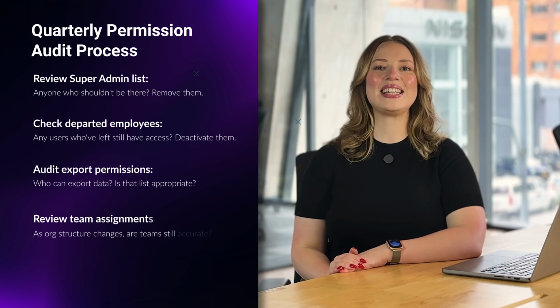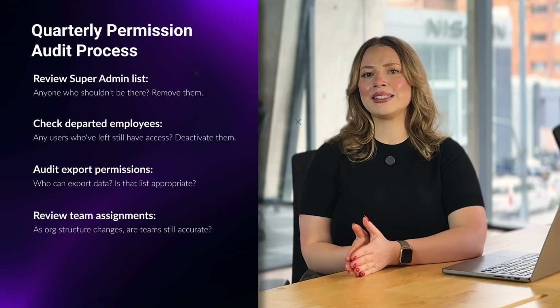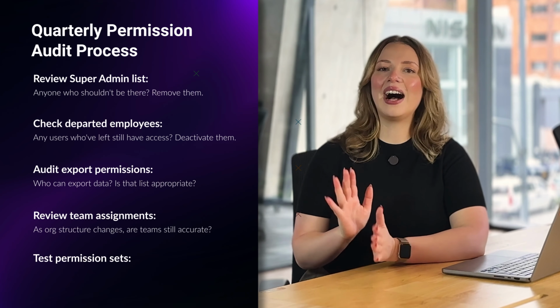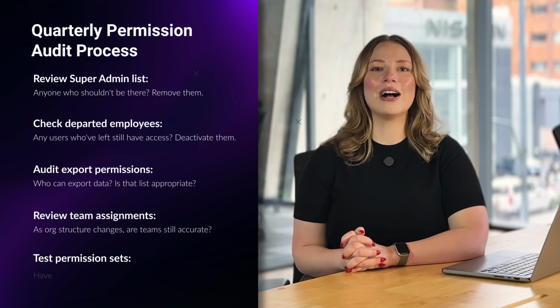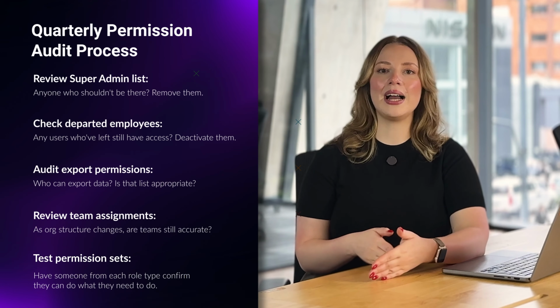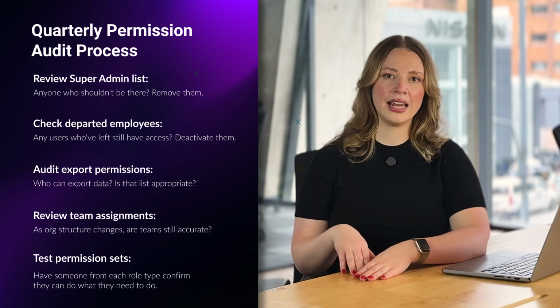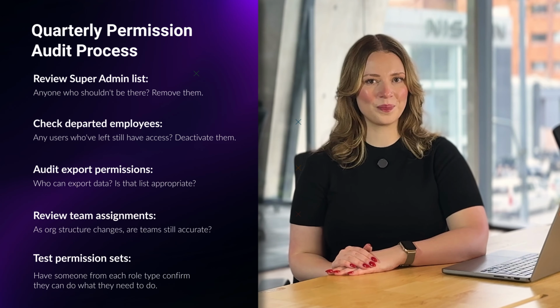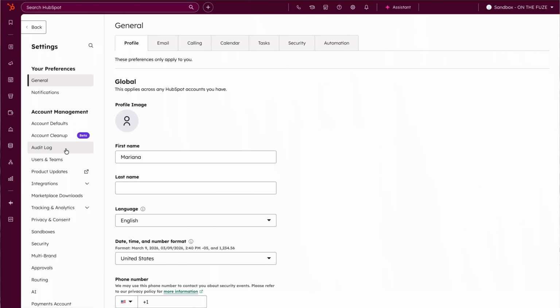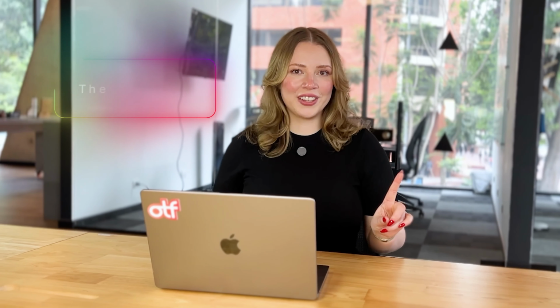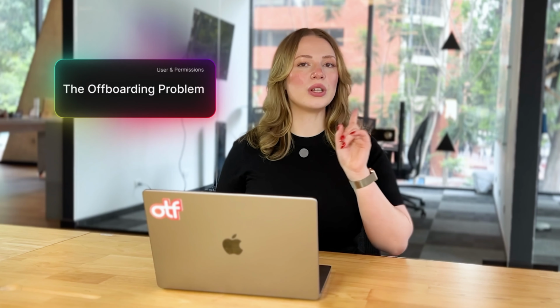4, review team assignments. As your organization has changed, are teams still accurate? 5, test permission sets. Have someone from each role type confirm what they can do and what they can't do to make sure it's accurate. HubSpot has a user audit log for enterprise users, so make sure you use this if you're paying for this tool.